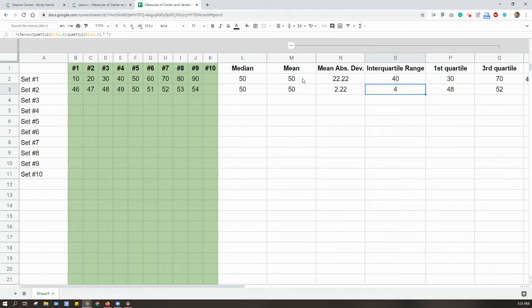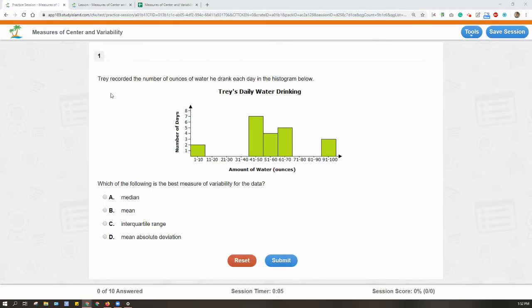Just like with the mean and the median, the interquartile range and the mean absolute deviation are more appropriate at different times. If you have extreme numbers in your data sets, use the interquartile range. But if you don't, then the mean absolute deviation is also good. All right, so now let's go ahead and try and do some problems. Number 1, Trey recorded the number of ounces of water he drank each day in the histogram below.